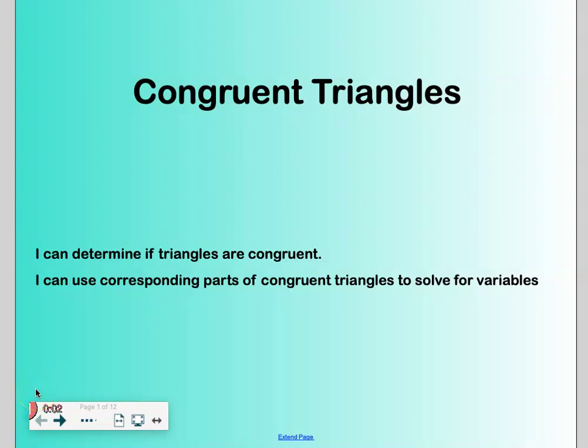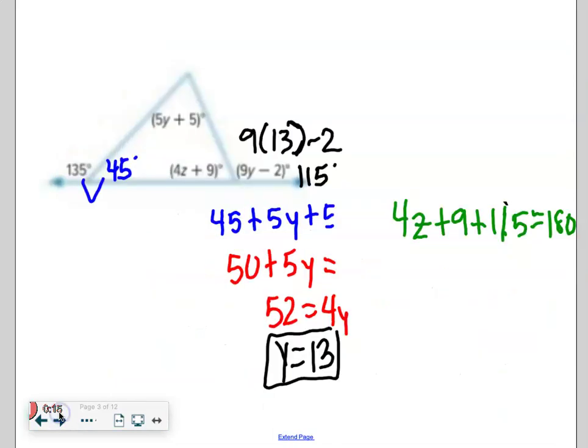Anything come to mind? Congruent. The two things are congruent. What do you know about them? They're the same. They're identical. They're twins.